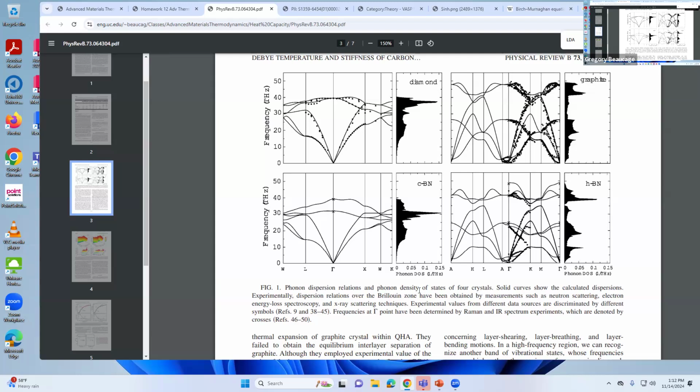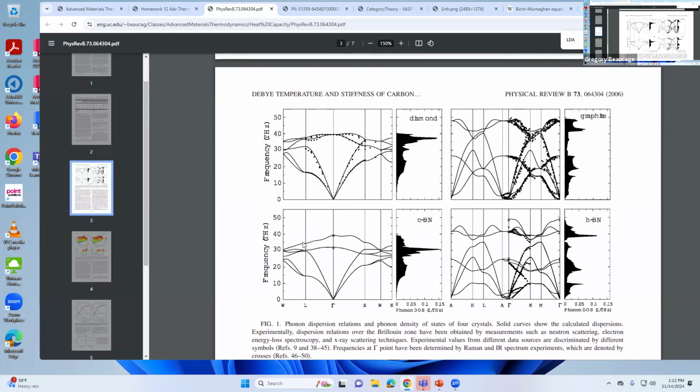Photon dispersion relations: the solid curves show the calculated dispersions. The Brillouin zone values have been obtained by measuring different scattering, compared with experimental values. He mentions in the text what each of these are: the ones that go to zero at zero are the acoustic vibrations of the various bonds, and these are the optical vibrations, right?